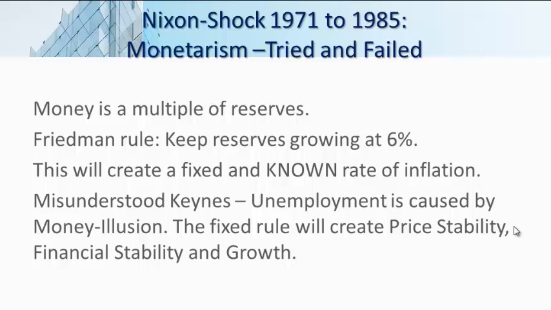In this period, then, the monetarism of Friedman was tried, and basically it failed. The basic theory of monetarism is that the money supply in the economy is a multiple of the reserves. This was actually reintroduced by Friedman.